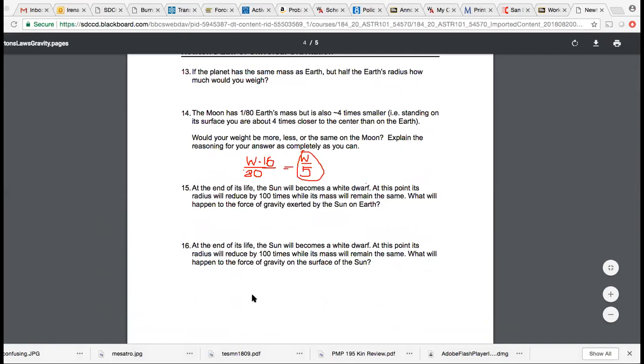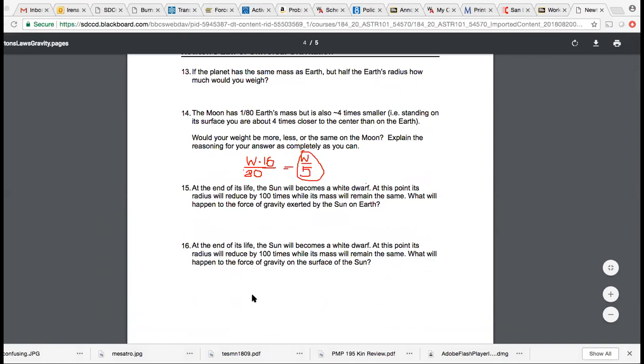At the end of its life, the sun's mass will remain the same. What will happen to the force of gravity on the surface of the sun? So basically, if you were standing on the sun, you would feel some force of gravity because of the size and the mass of the sun. Now what would happen if you keep that same mass but you shrink the sun 100 times, so it becomes 100 times smaller? You get 100 times closer to the center of the sun. What would happen to the force of gravity at the surface?